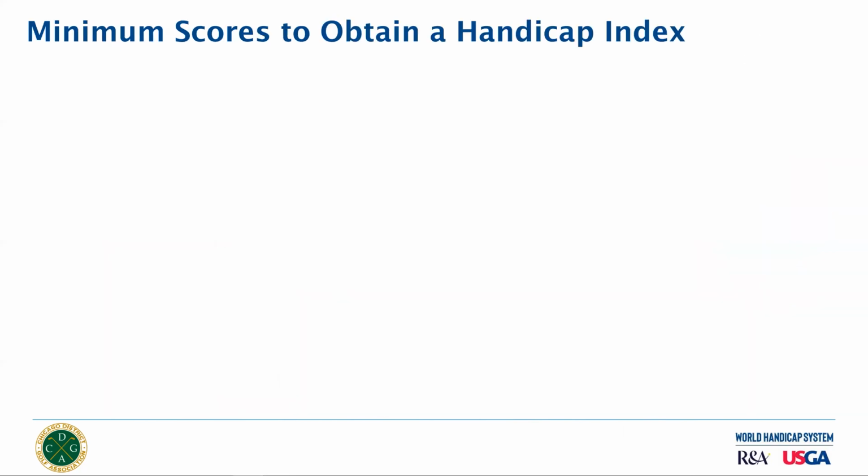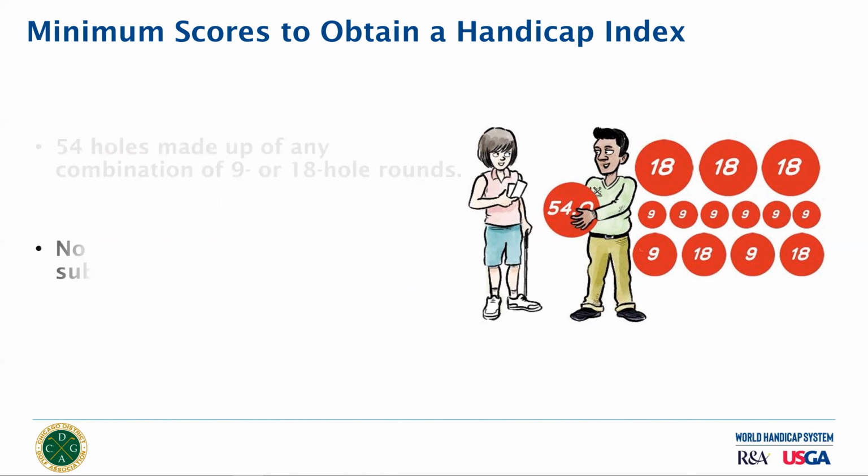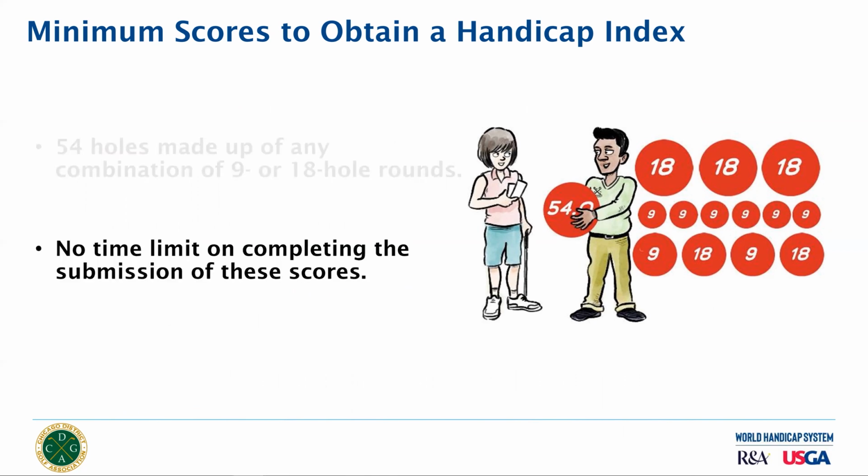How many scores are needed as a minimum to obtain a handicap index? It is now 54 holes made up of any combination of 9 or 18-hole rounds. It used to be 5 18-hole rounds. Now it is 3 18-hole rounds, or 54 holes. There's no time limit on the completion of the submission for these scores.